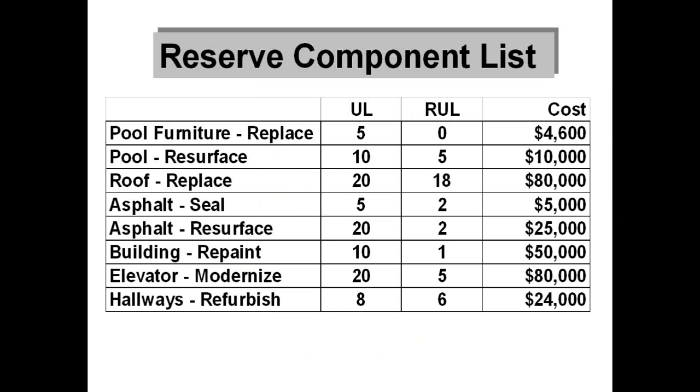Here's that same sample reserve component list that I showed earlier. If you can read the numbers, you can see that the first component has a remaining useful life of 0. One of the other components has a remaining useful life of 1 year. Down to the building repaint project here. The question is, do you or should you execute a reserve project that your reserve study says is scheduled to occur when the remaining useful life hits 0?